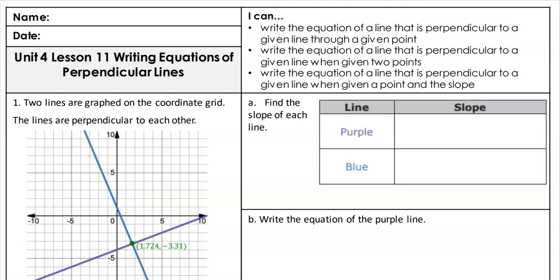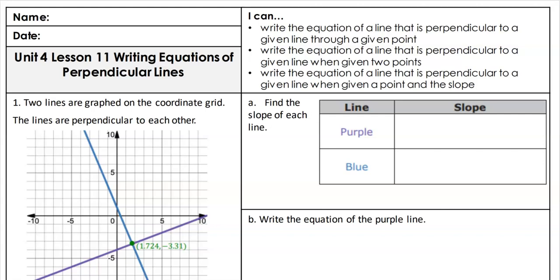So we're doing what we did yesterday, but now we're doing it with perpendicular lines instead of parallel lines. So what do we know about perpendicular lines and their slopes? They're opposite reciprocals. Good. So you flip the fraction and you flip the sign. Okay, so here we go.